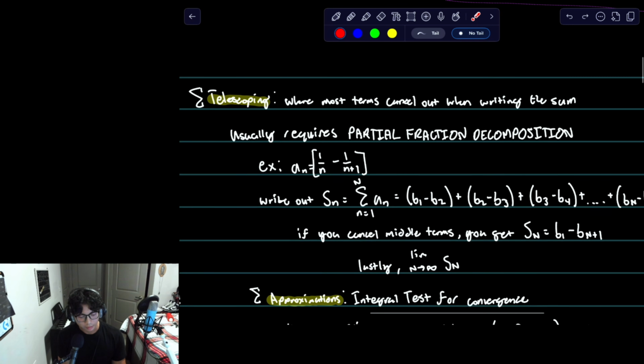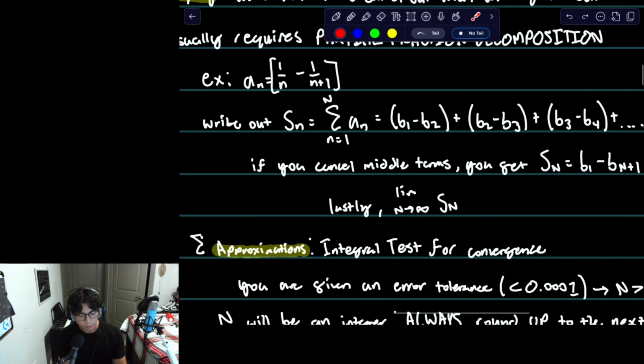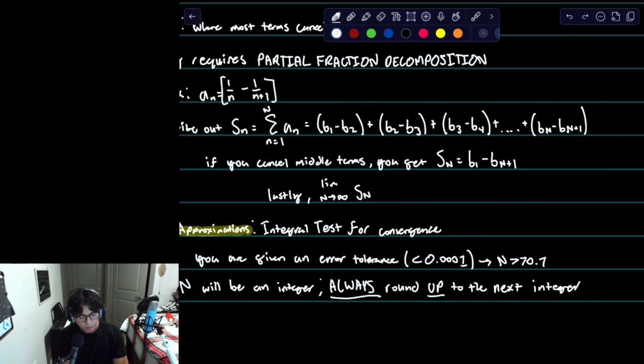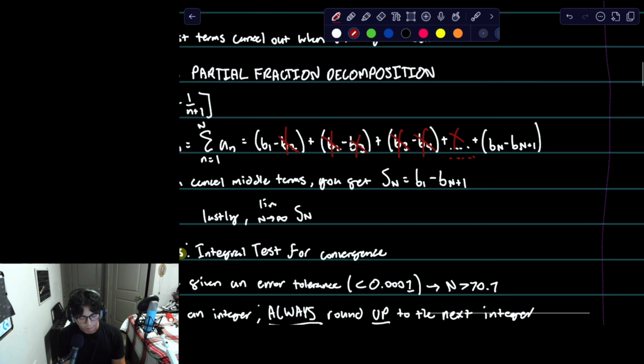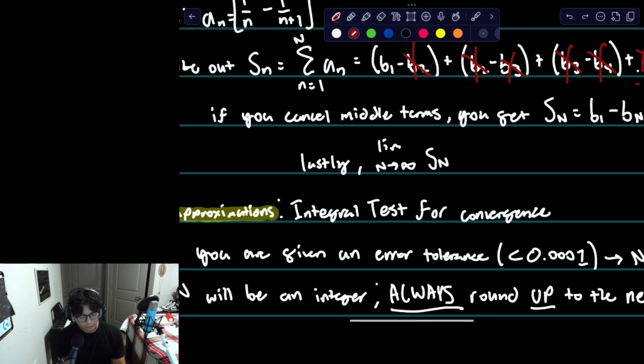Now, a telescoping series is where most of the terms cancel out when writing the sum, which usually requires a partial fraction decomposition. An example is 1 over n minus 1 over n plus 1. So what you would do is write out your s of n, which is the summation, and write out all of your terms, but then you start to notice that the middle terms will cancel out. So this negative b2 and this b2 will cancel out, this negative b3 and this b3 will cancel out, this negative b4 and this b4 that's going to be eventually in here will cancel out, and you're going to be left with s of n equals b1 minus b of n plus 1. And lastly, you will take the limit as n approaches infinity of this s of n.